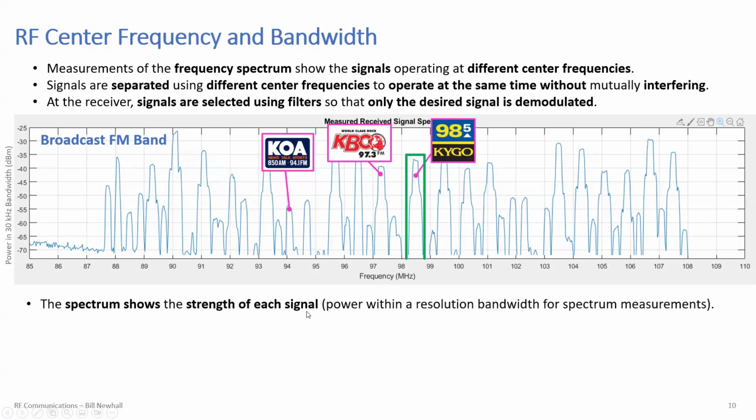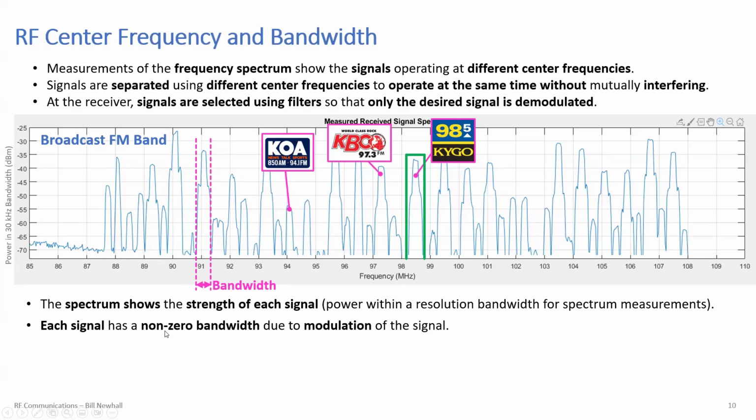So this spectrum shows the strength of each signal, and in this case, this is the power of the signal within what we call the resolution bandwidth for spectrum measurement. So resolution bandwidth is a setting on a spectrum analyzer. A spectrum analyzer is sort of like an oscilloscope, except an oscilloscope shows you signals in the time domain. A spectrum analyzer shows you signals in the frequency domain, right? Power versus frequency. There's a setting called resolution bandwidth that shows you how wide the bin is for each point on the plot in which to detect power.